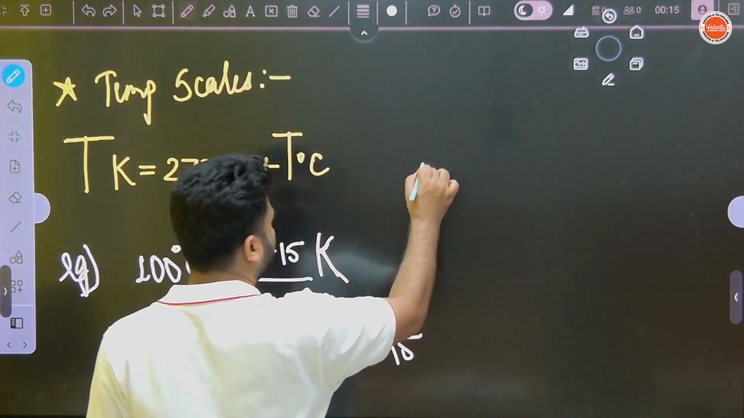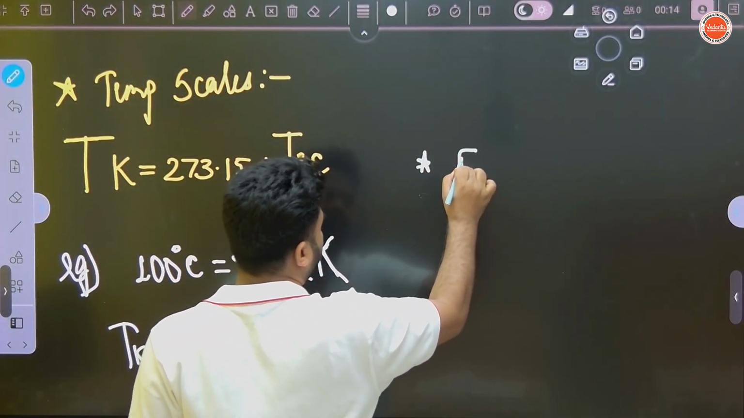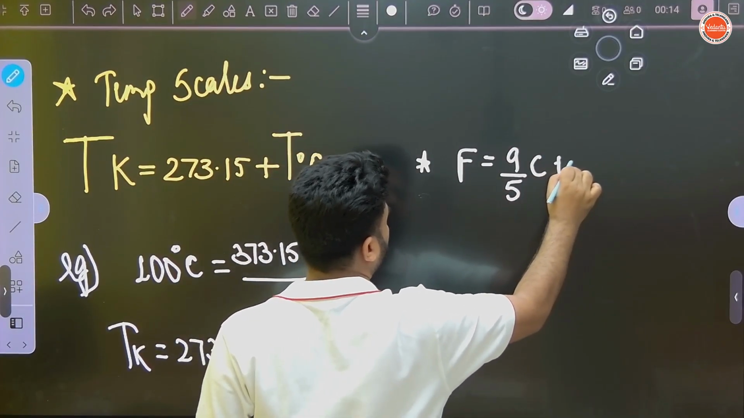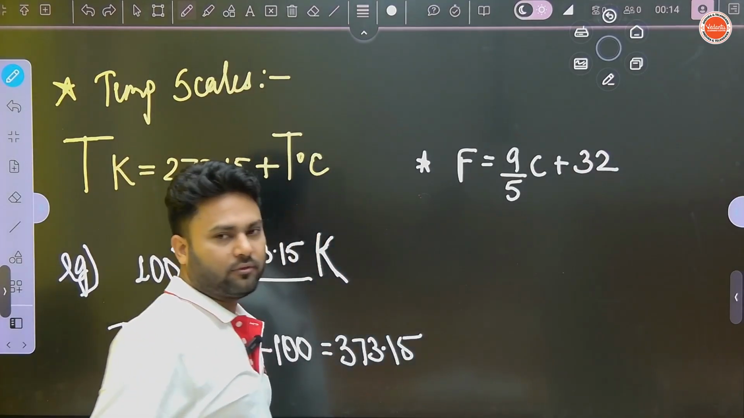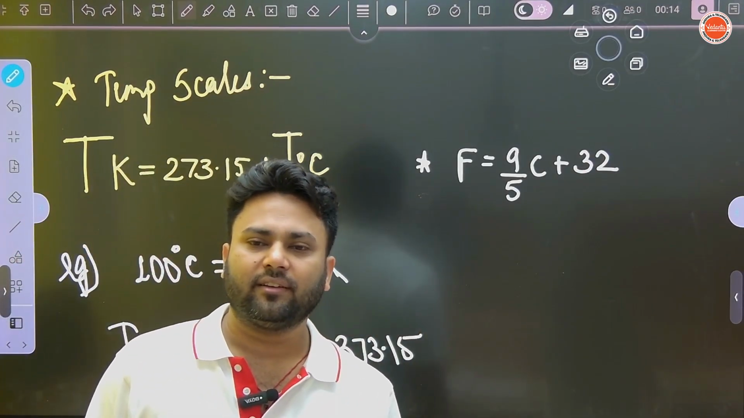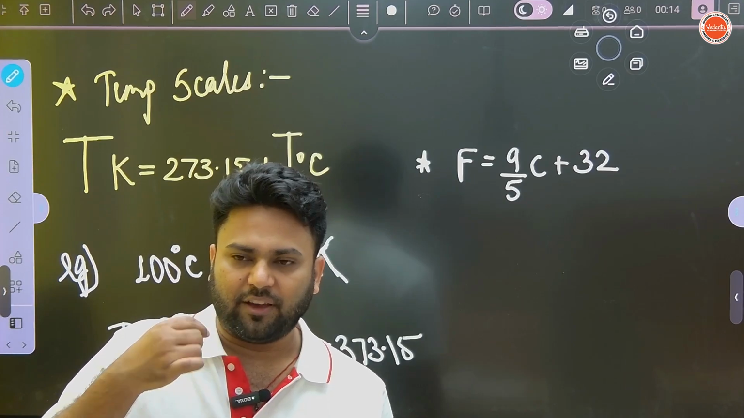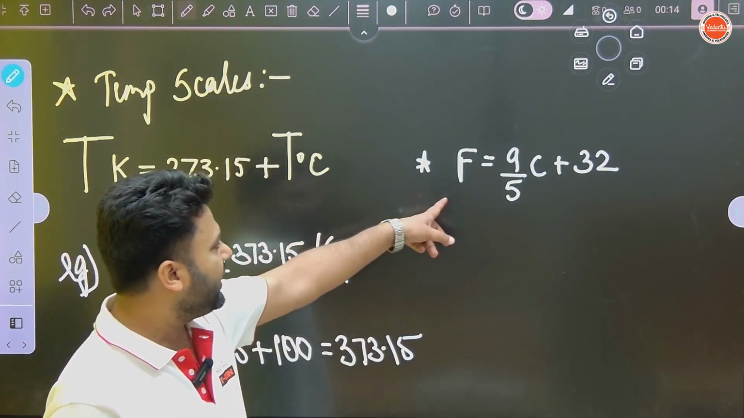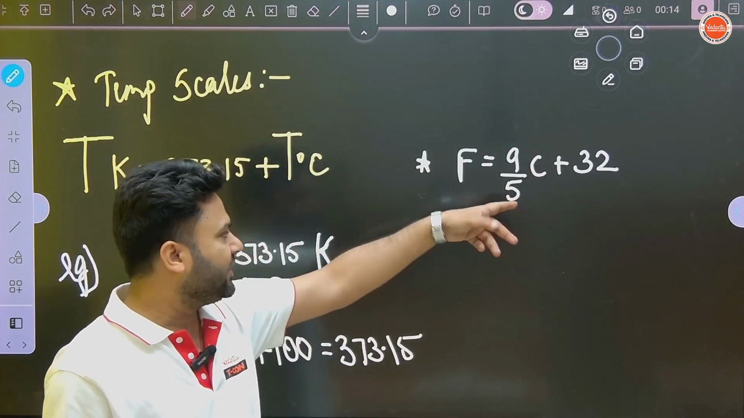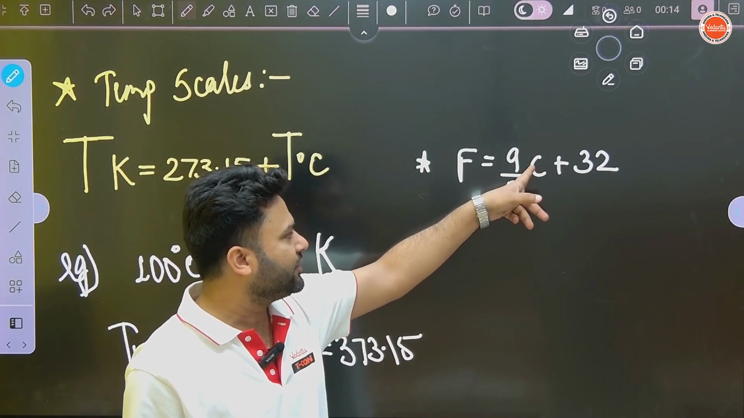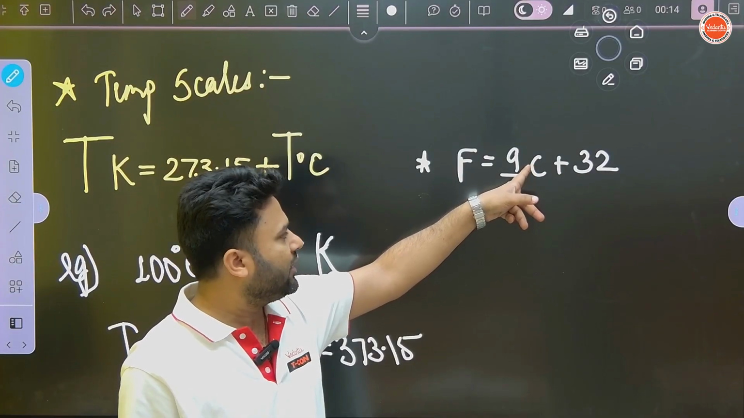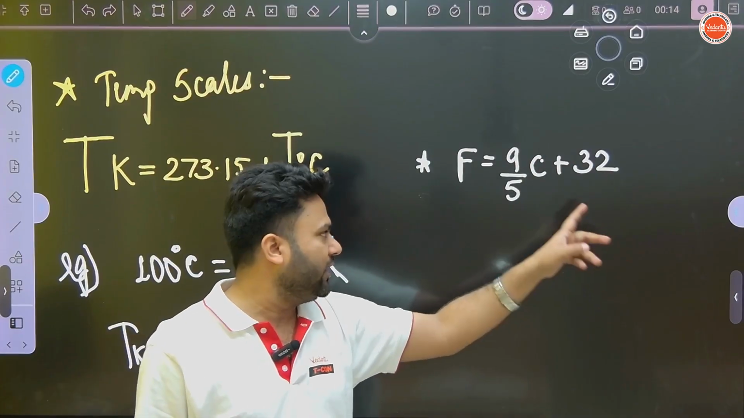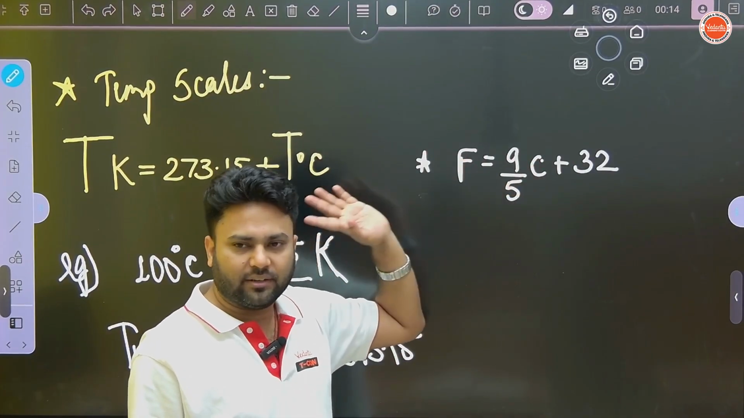Second relation which is important: temperature in Fahrenheit equals 9 by 5 C plus 32. Where have you seen Fahrenheit? In a thermometer. When we have a fever, the temperature we get, like 99 or 100, is in Fahrenheit. They can give, if the temperature in Celsius is 100, what is the temperature in Fahrenheit? Then you put in the Celsius value and you will get the temperature in Fahrenheit.